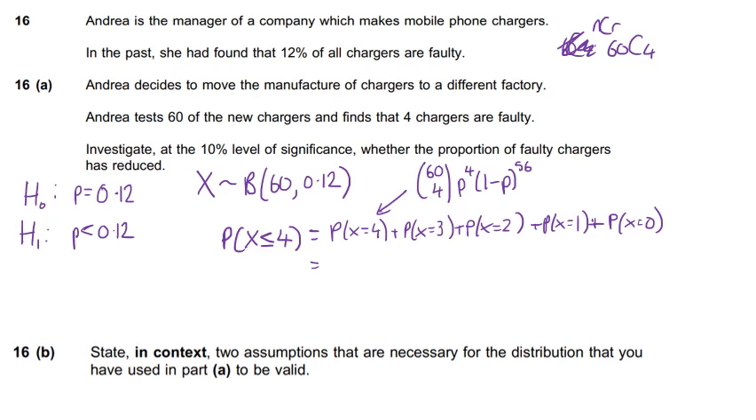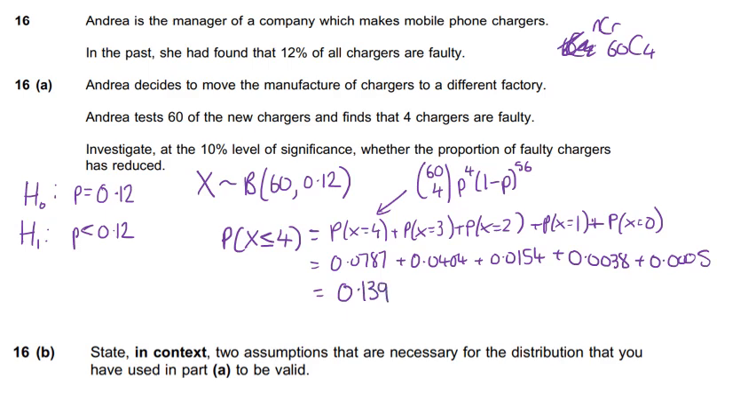Okay, and what I found anyway is after I do all that, I get 0.0787 for that one, 0.0404, 0.0154, 0.0038, and 0.0005, and that sums to 0.139. So that's a 13.9% probability. And we're investigating at a 10% level of significance. That's more than 10%. So it is not significant. Therefore, we should accept the null hypothesis. There's insufficient evidence.